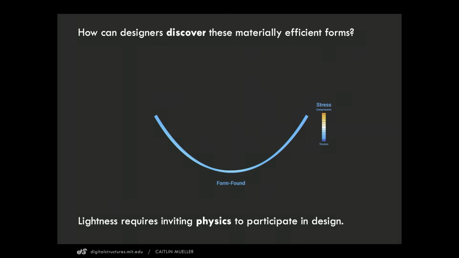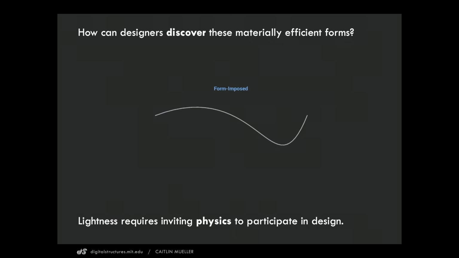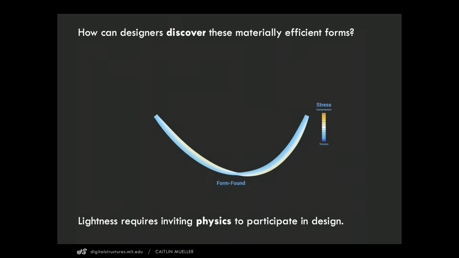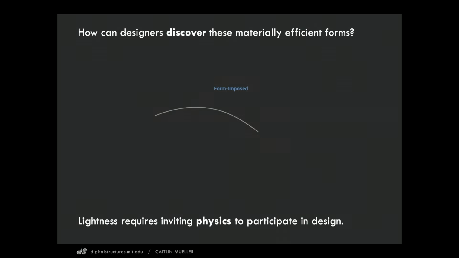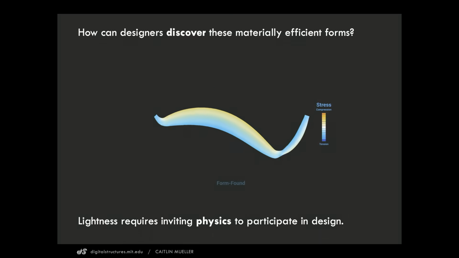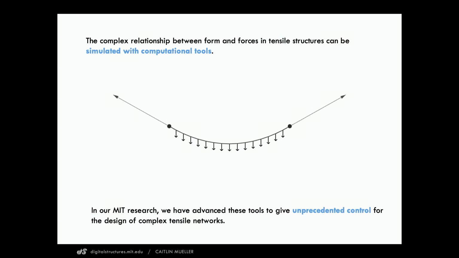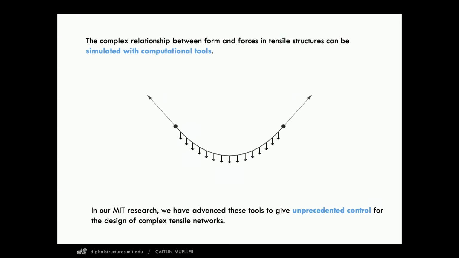If instead we let the form be what it wants to be, where it collapses into this state of pure tension, we gain huge efficiencies, but we lose control. Designers no longer get to impose the form. They need to find it and accept it and collaborate with physics to discover it. In my group, we advance computational tools to do just that, to allow designers and architects and artists to collaborate with the forces of physics.